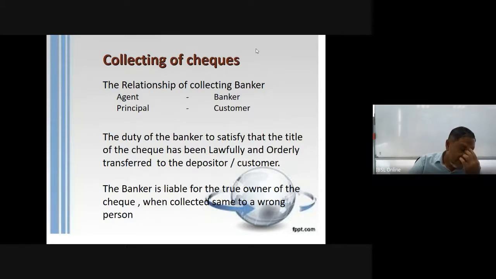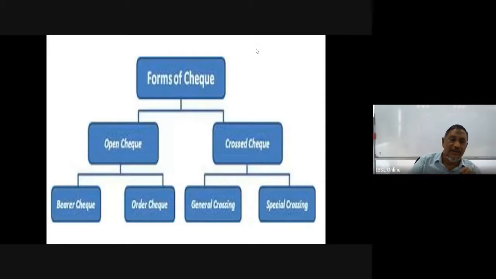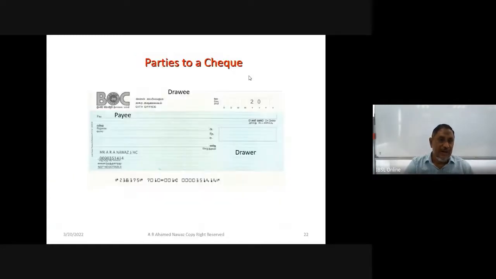Okay, I'll come to that later. So what are the types of checks? The forms of a check: we have an open check or a crossed check. When a check is not crossed, it is called an open check. An open check can be a bearer check or an order check. Crossed checks are of two types, general crossing and special crossing. So let us discuss what these crossings are and how these transactions take place.